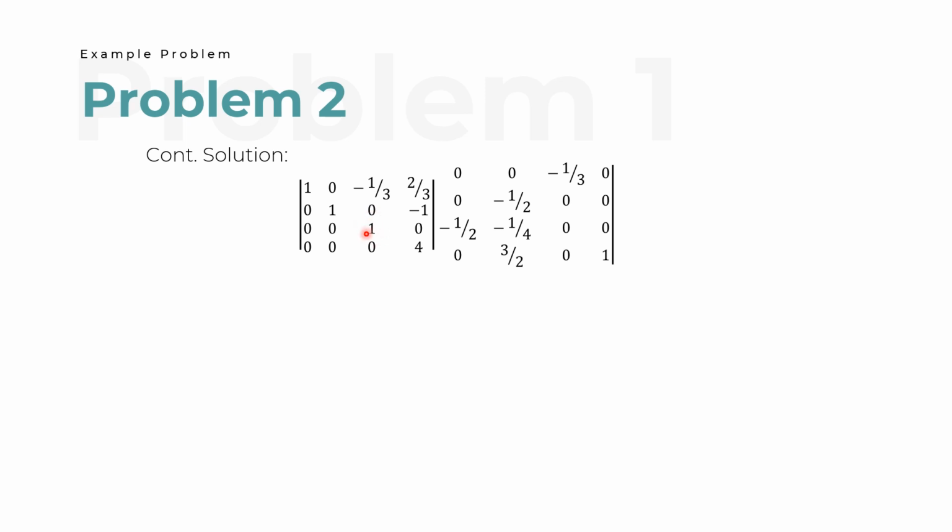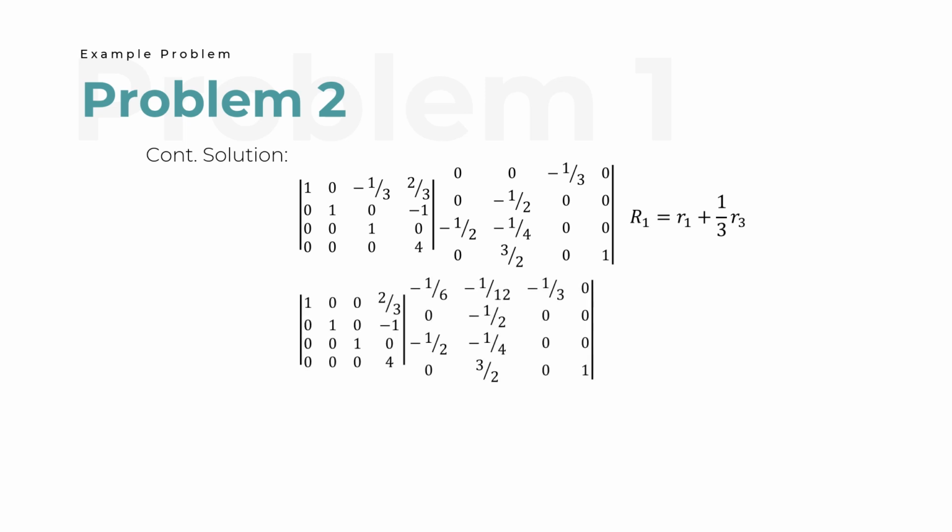Let's now proceed on eliminating the first element of the third column. We have the equation row 1 is equal to R1 plus 1/3 multiplied by R3. We have now the result of the third column of the identity matrix. And for the last column, the maximum pivot point is not the same as the identity matrix. We can now proceed on normalizing, having the equation of row 4 is equal to R4 divided by 4.